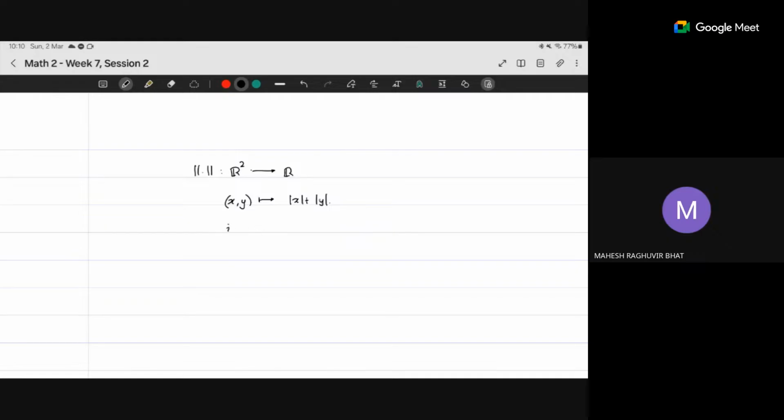Now, in order to verify three, once again, 1 and 2 are easy to verify using the same thing. What do I need to verify? I need to verify that the norm of (x1, y1) plus (x2, y2) is less than or equal to the norm of (x1, y1) plus the norm of (x2, y2).